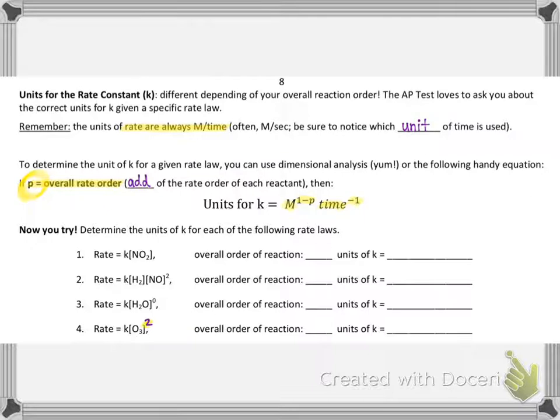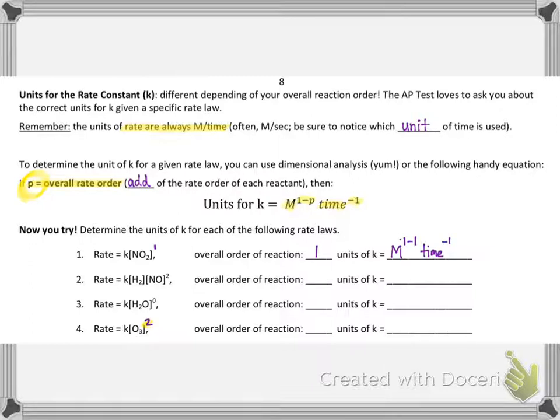Okay, looking at number 1, we've got the rate is equal to the rate constant times the concentration of NO2. Well, you notice they didn't write anything with the concentration. There's no exponent, which means it's implied to be a number 1. So the overall order of this reaction is simply 1. Well, following our short little formula up above, you would plug this in, you'd be like, okay, well, I've got M to the power of 1 minus the overall rate order, which is just 1. 1 minus 1 times time, whatever time unit we end up using, to the -1.